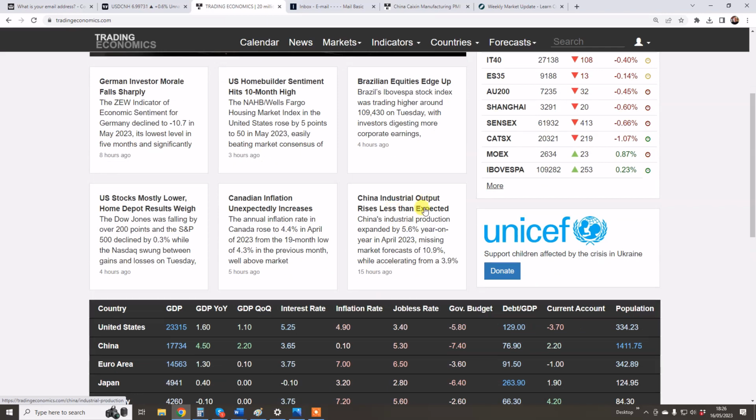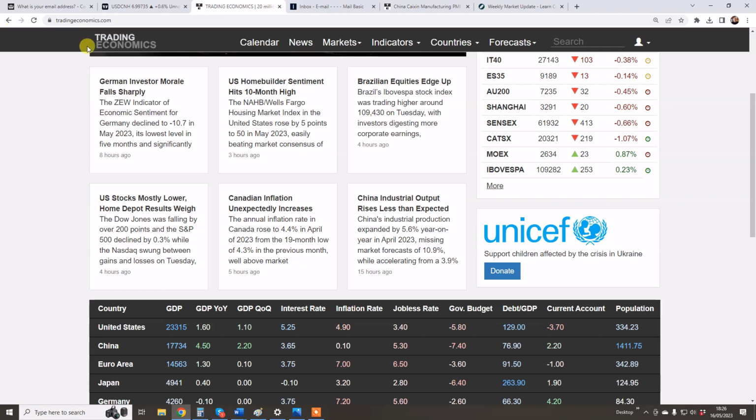China industrial output rises less than expected. This is on Trading Economics: expanded by 5.6% year on year, missing market forecasts of 10.9. That's nearly double how the figure came in. The market is too optimistic about Chinese growth.